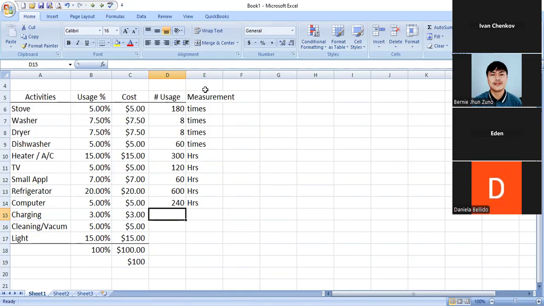Two hours per day, 60 days. That's 120 hours, right? Next one will be vacuum cleaning. 30 minutes. What will that be? Half an hour, times 60. That will be 30 hours.